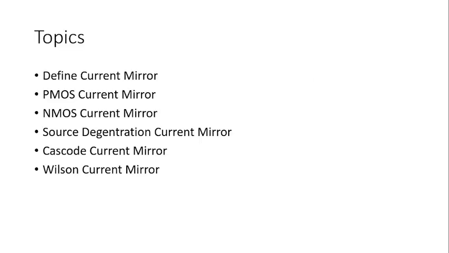So the topics I'm going to cover today are the definition of a current mirror, the PMOS current mirror, the NMOS current mirror, source degeneration current mirror, cascode current mirror, and Wilson current mirror. Out of these, source degeneration, cascode, and Wilson current mirror will get one in-depth question for 5 marks. So let's come to the definition.